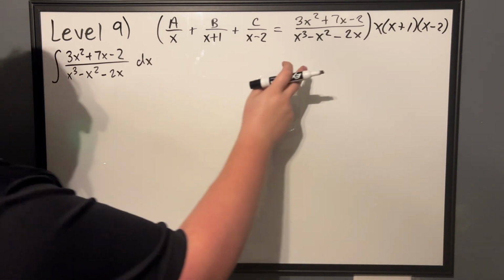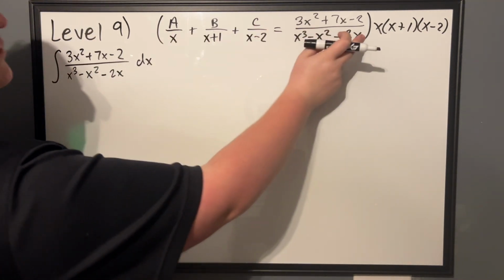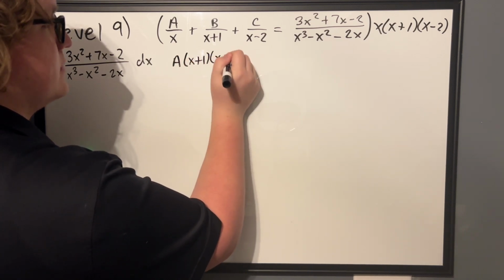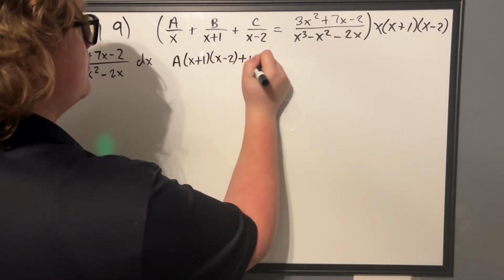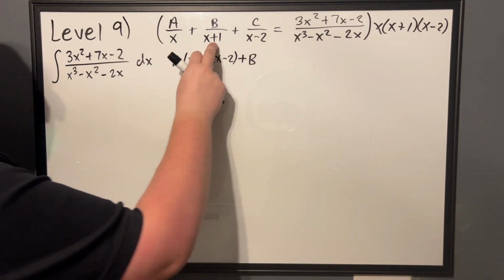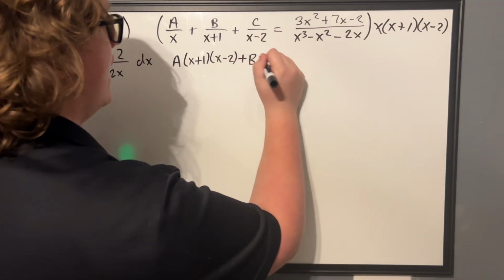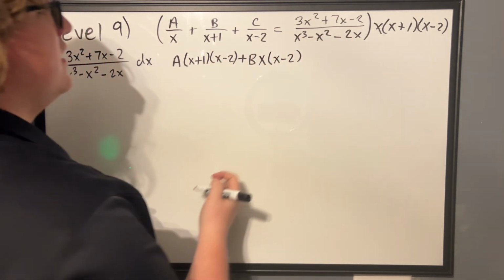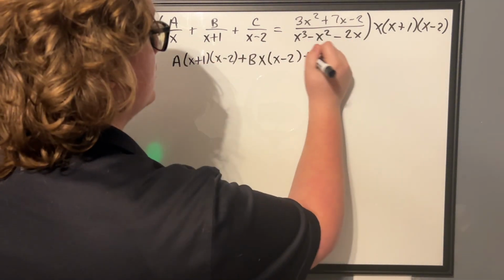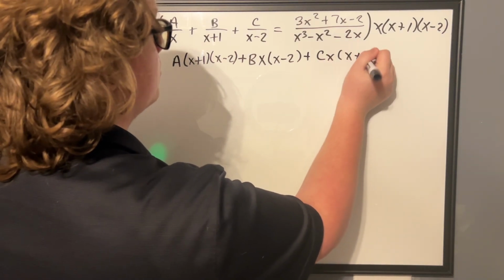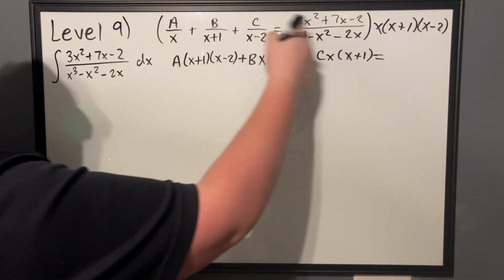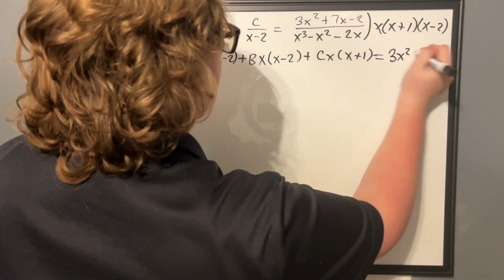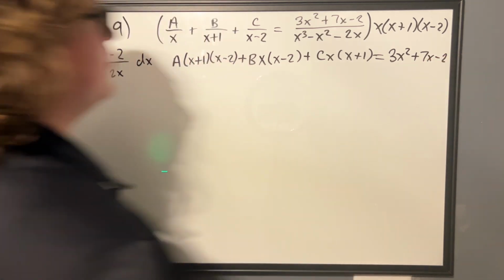Now when we do that, we come down here. When we multiply this one, the x's will cancel, and we'll end up with A times x plus 1 times x minus 2. Then we'll have plus B times x, where x plus 1 cancels this time, so all we'll have left is x minus 2. And the same thing with C: the x minus 2 will cancel, so we'll have plus C times x times x plus 1. And this is equal to just the numerator, because this will cancel out everything down here. So it's equal to 3x squared plus 7x minus 2.